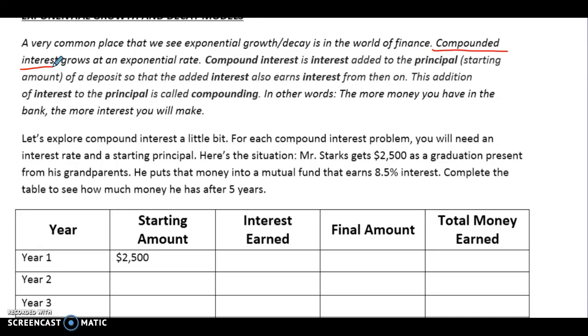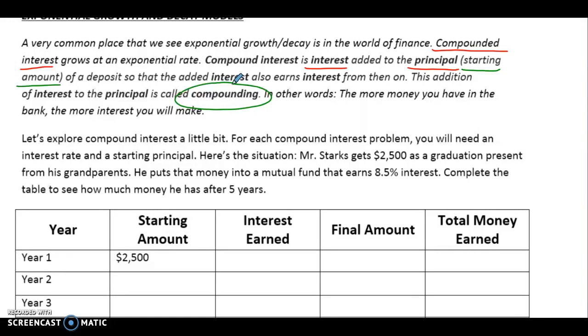So a couple words that you need to know. Interest is added to the principal, which is known as the starting amount. So if I ever ask you, what's the principal? It's however much money you started with. Okay? Compounding is this addition of interest and a principal. So you have a principal, you earn interest, and then you keep earning interest on the interest that you get from the bank. That is called compounding. The more money you have in the bank, the more interest you will make.